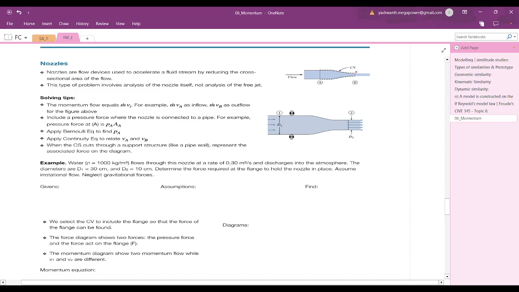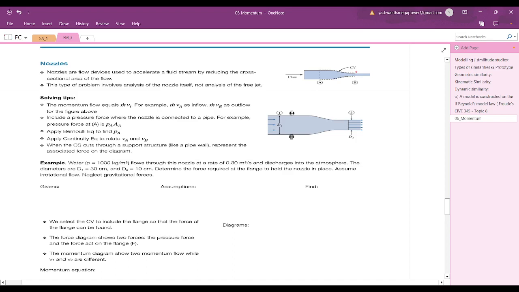So, let us see the solving tips. The momentum flow equals m dot v. For example, m dot vA as inflow and m dot vB as outflow for the figure above, the same as that of the pipe bend. For a pipe bend, how have we written the momentum flux at inlet and outlet? In the same way, for the nozzle also, we need to write it.